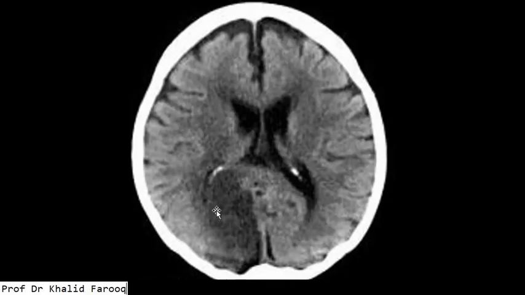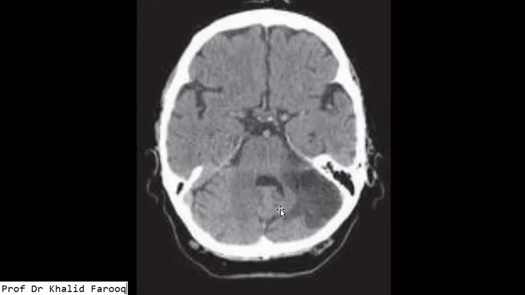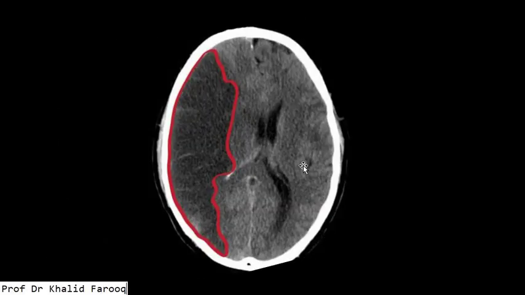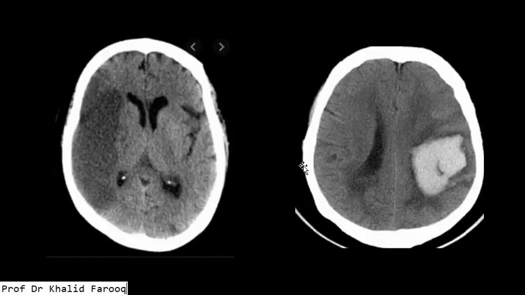Here we can see that there is a low density area involving the medial portion of the right occipital lobe. So this region is the distribution of the right posterior cerebral artery. Here we have another example where we can see a low density area involving the left cerebellar hemisphere. So we have seen multiple examples of ischemic changes in the brain, and we have also discussed the difference between ischemia and hemorrhage according to the density of the lesion.